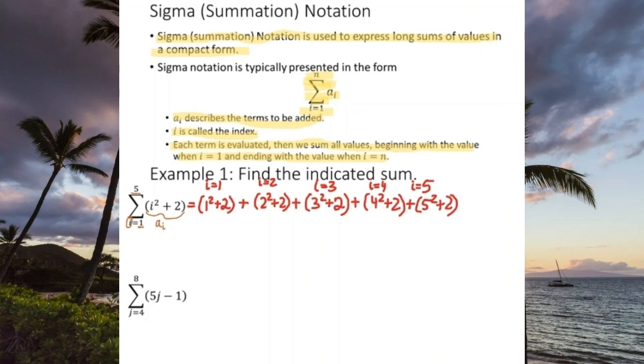Now that we've expanded our sigma notation, we can begin to evaluate, and we get that the first term is 3, the second is 6, the third term is 11, the fourth term is 18, and the fifth term is 27. And if we add those all together, we get that our sum equals 65.